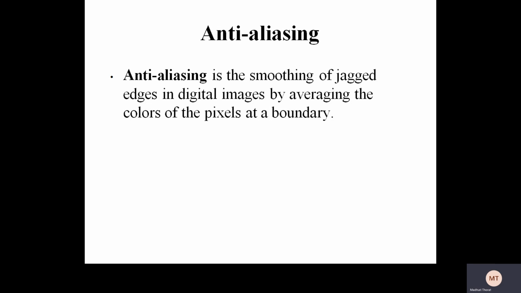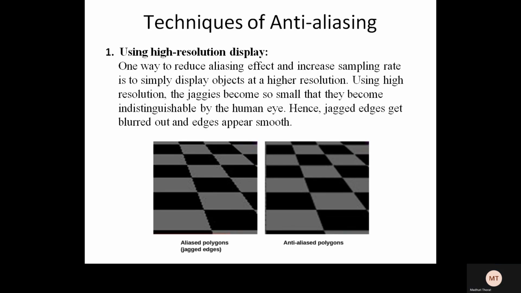So next is anti-aliasing. Anti-aliasing is the smoothing of jagged edges in a digital image by averaging the color of the pixels at a boundary. There are some techniques of the anti-aliasing method. So the first technique is using a high resolution display.